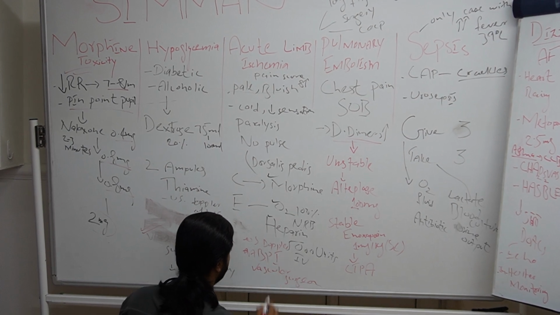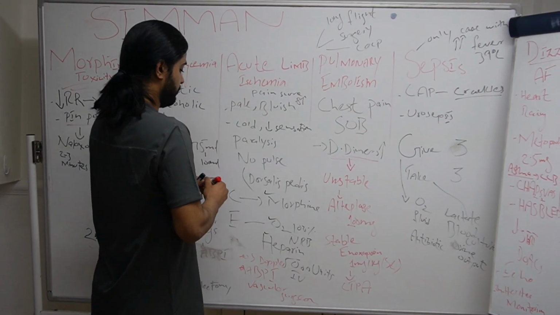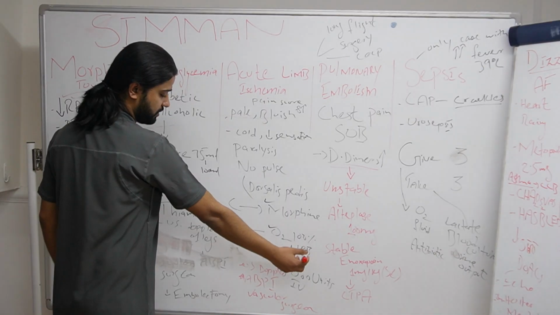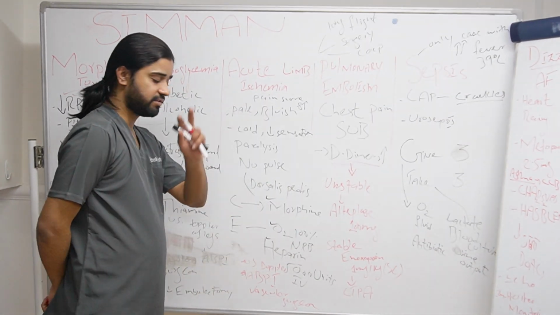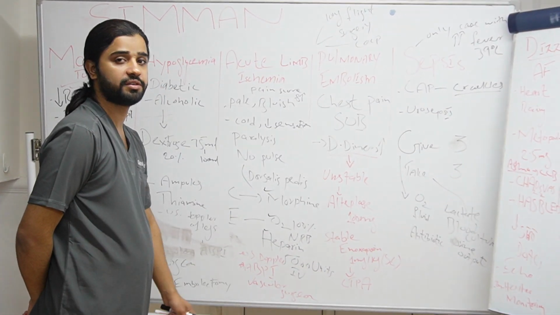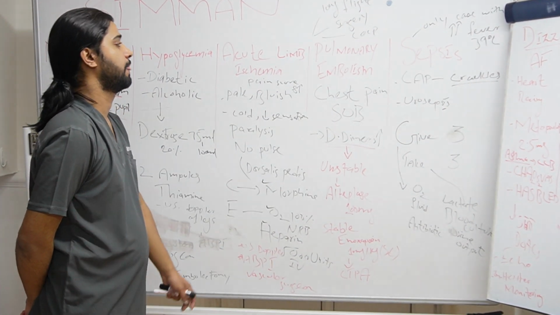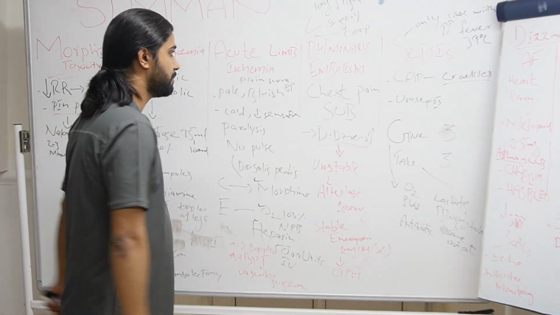Alright, this is important for acute limb ischemia. So morphine, oxygen, heparin, and then ultrasound Doppler, ABPI. Then the vascular surgeon will see the patient and might need surgery to remove the clot. That is called embolectomy. Okay, we are done with the pulmonary embolism.